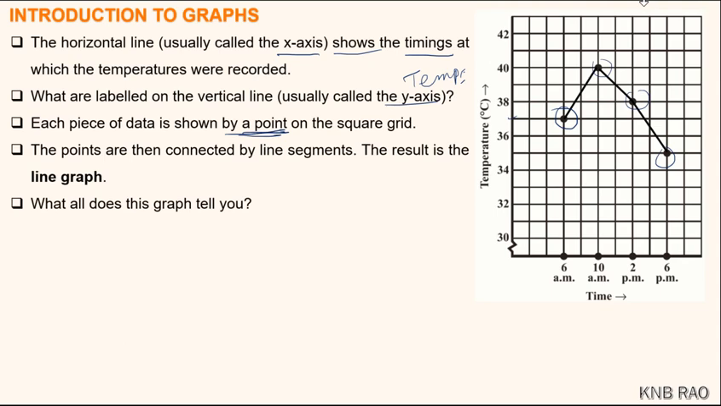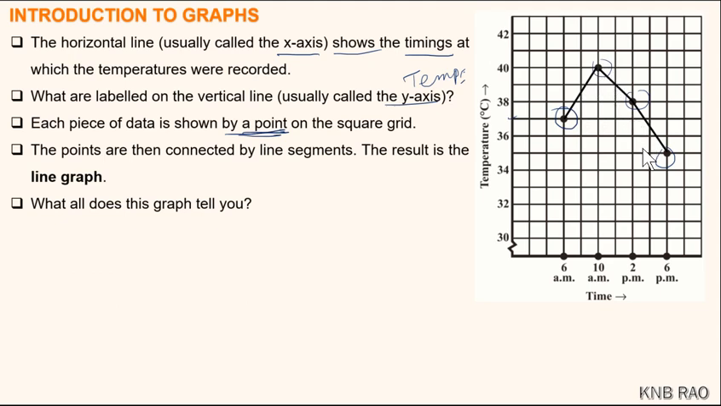Now tell me, what all does this graph tell you apart from this? By reading this graph, I can notice that the temperature increased by 3 degrees Celsius during the period from 6 a.m. to 10 a.m. There is an increment of 3 degrees Celsius. I can say the difference, 40 minus 37, 3 degrees Celsius is the increment, right?